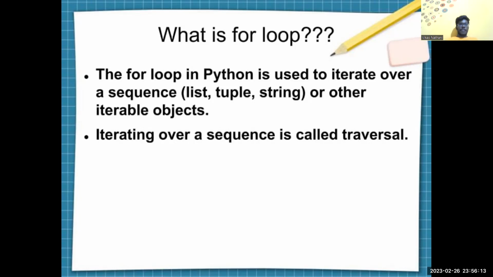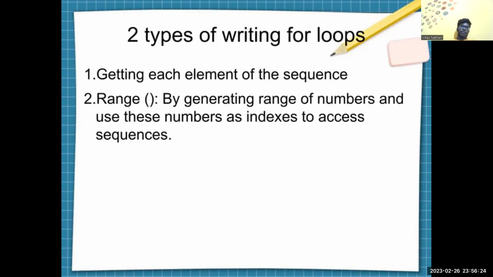Now let's again revise. What is a loop? The for loop in Python is used to iterate over a sequence, like a list, tuple, or string. We have two types of loops. The first one, which we have discussed, gets each element of a sequence without using the range function. Range is a built-in function, so we may use that in the second part.